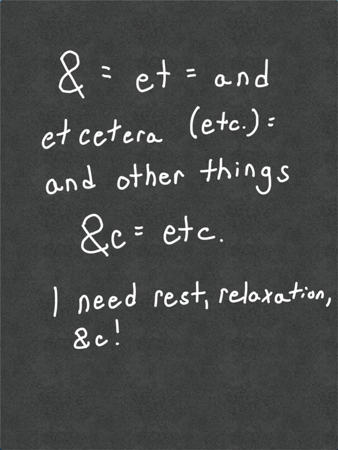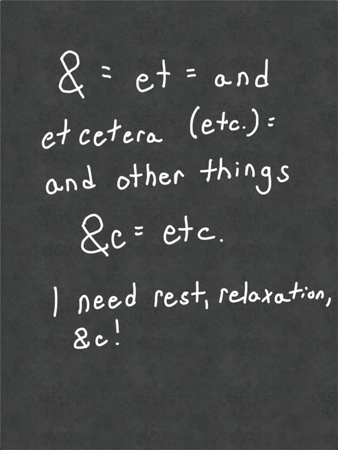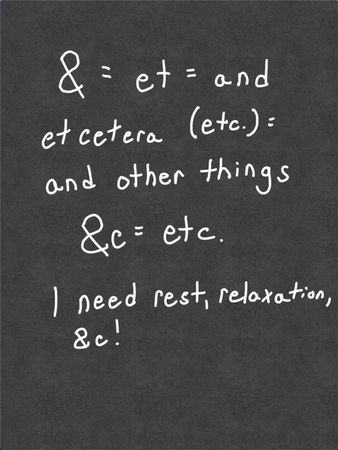So, since the ampersand can replace the word and, the Latin word for and is et, we can write it out ampersand C to spell out the word etc. or at least a short form of it. So you may say, I need rest, relaxation, etc. Etc. spelled ampersand C exclamation point. So again, that is something you're maybe never going to use, but I just have to throw that in there.